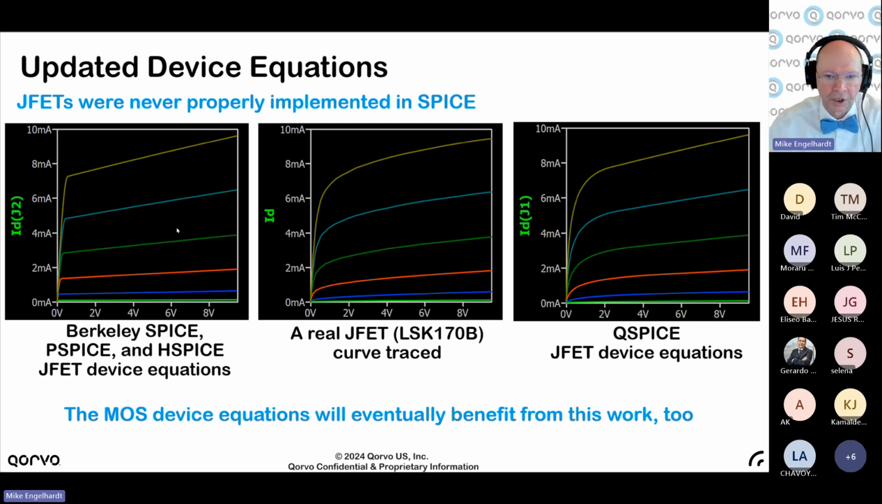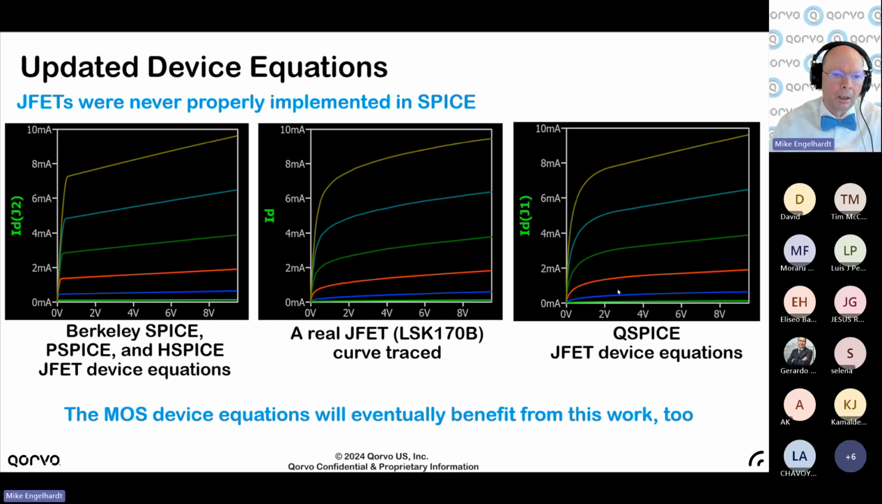If you actually go curve trace a JFET, they look like this. Kind of looks a little bit more realistic. And you cannot get these curves out of a normal simulator. And in QSPICE, this is all fixed. The device equations in QSPICE are extended so that you can actually encapsulate the behavior of a real practical JFET.